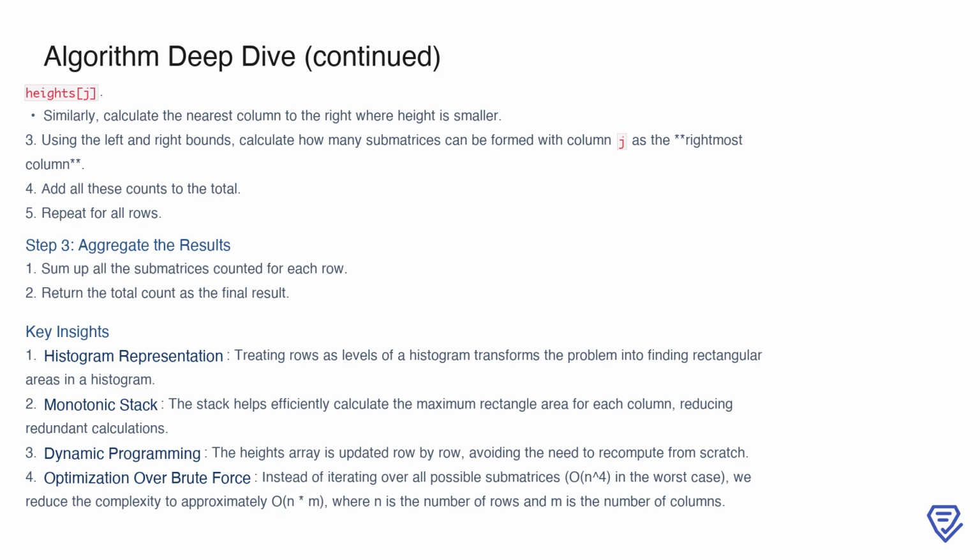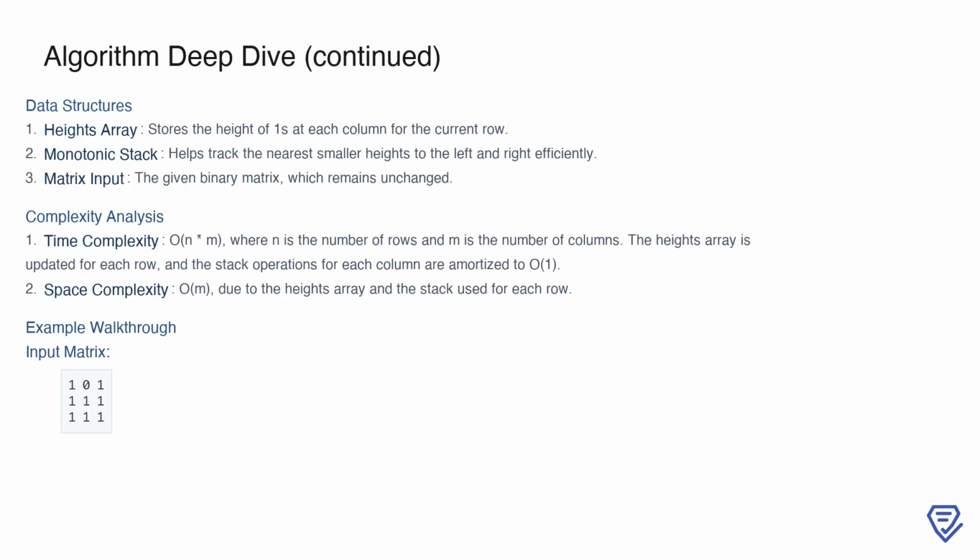This process is repeated for all rows to ensure that every possible submatrix is considered. Once we have processed all rows, the final step is to aggregate these results and return the total count of submatrices containing all ones as the solution. To implement this algorithm, we rely on a few key data structures.